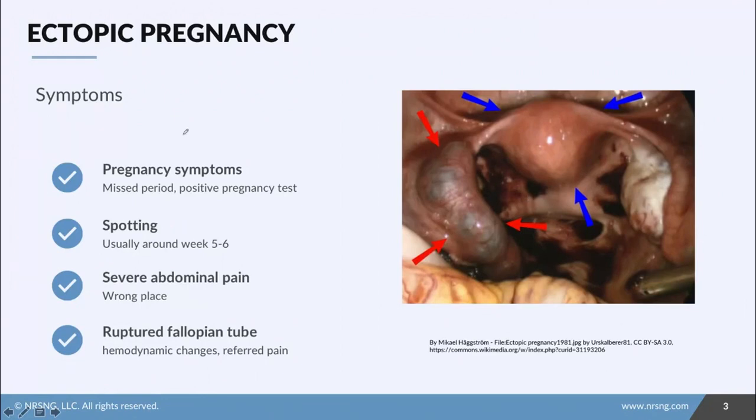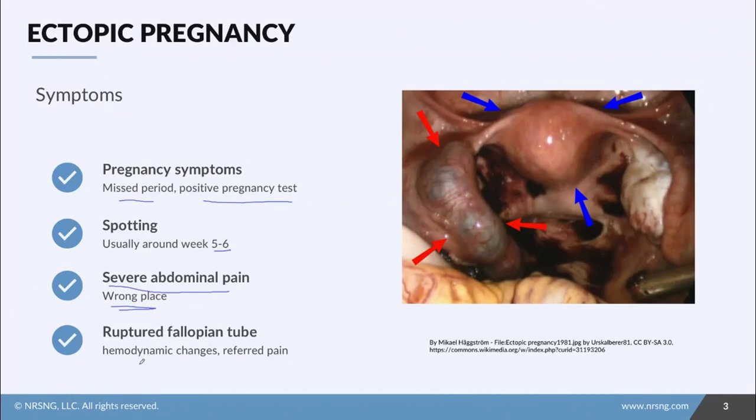Our classic signs, like talking about the symptoms here. So our classic signs of an ectopic pregnancy start with just basic pregnancy symptoms. We have a missed period, the positive pregnancy test. So those presumptive signs of pregnancy. This is going to be followed by some spotting that occurs usually around week 5 to 6 and severe abdominal pain. Remember, it's in the wrong place. If it is not caught in time, the fallopian tube could rupture.